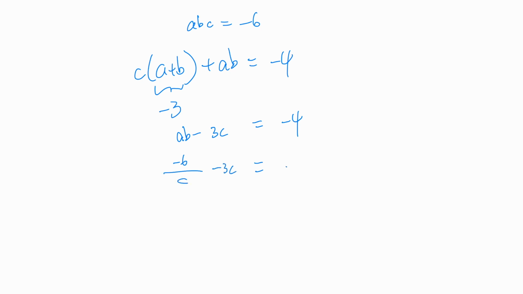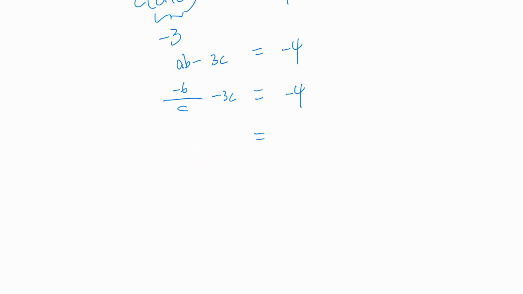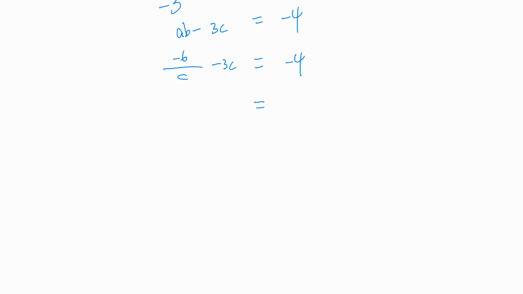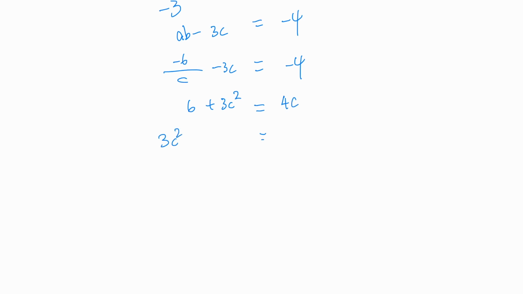Minus 3C is equal to negative 4. Multiplying by negative C, because we want to get rid of all of the negatives over here, we would get positive 6 plus 3C squared equals positive 4C. That is equal to 3C squared minus 4C plus 6, which is equal to 0.